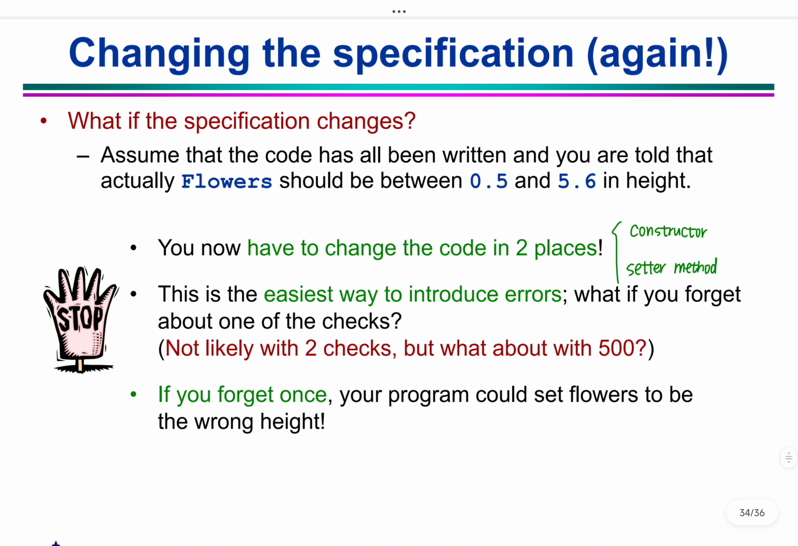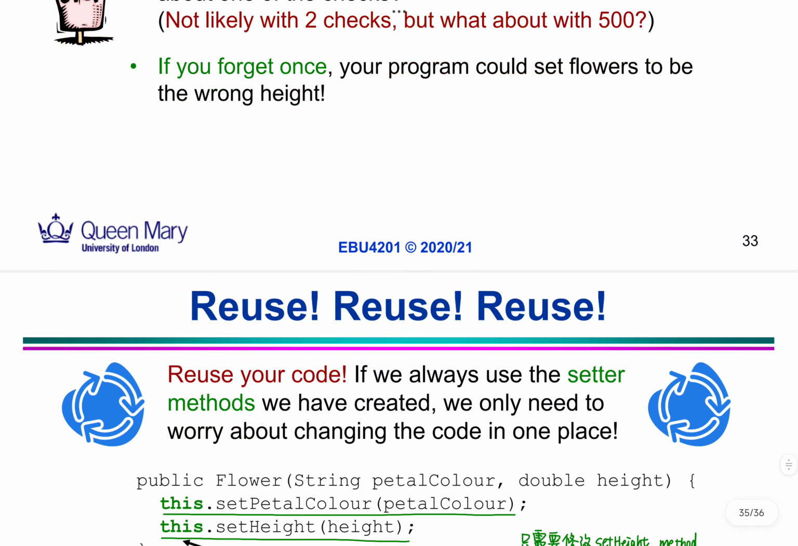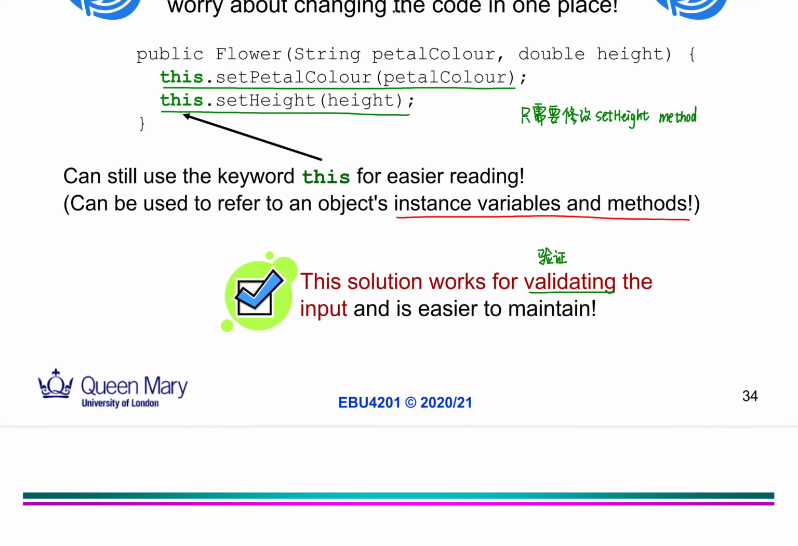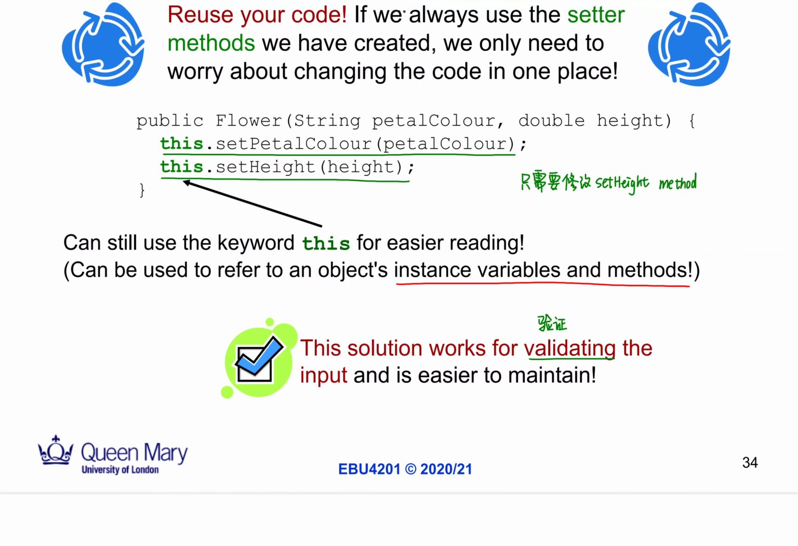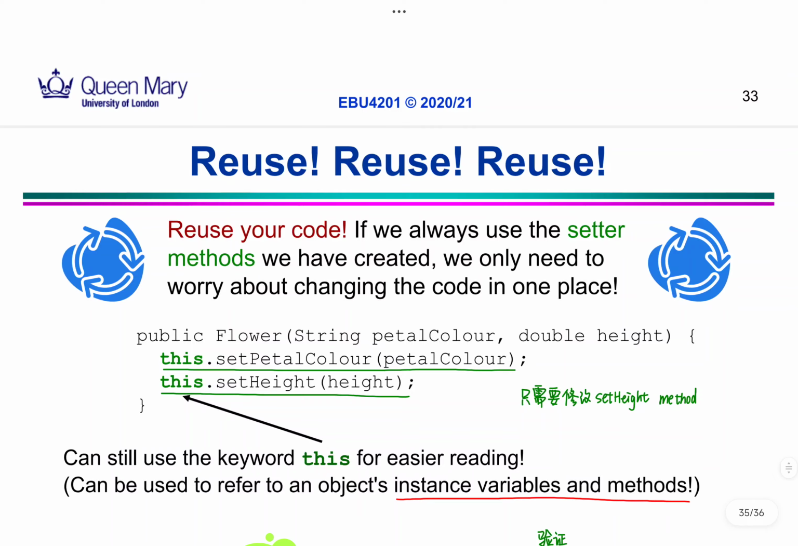Changing the specification again. What if you have to change the specification? It is an easy way to introduce it, so we should reuse the setter, and the verification can be reused in objects, instance variables, and methods. Thank you very much.